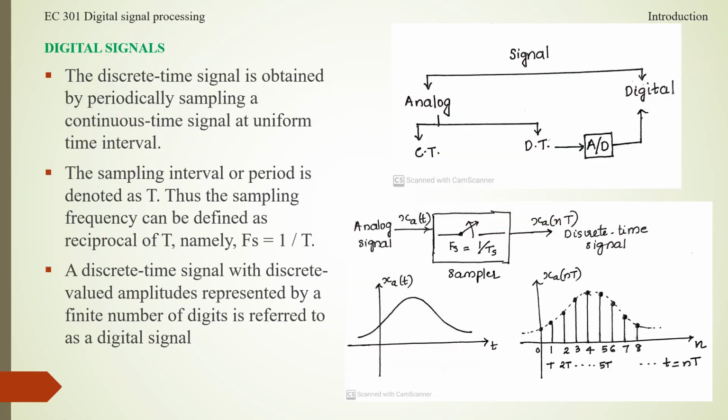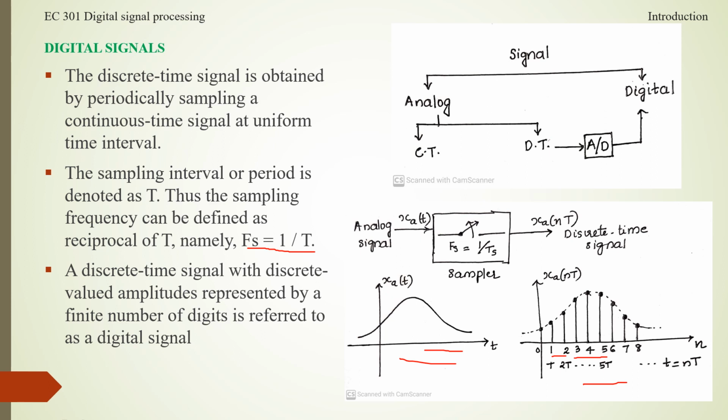Here you can see a continuous time signal x(t). From x(t), you can obtain the corresponding discrete time signal by periodically selecting some samples of the CT signal at a uniform time interval. And this uniform time interval is called the sampling period and it is denoted as T. The reciprocal of the sampling period T is called the sampling frequency, that is Fs is equal to 1 by T. Here you can notice that the x-axis or the time axis of the CT signal is continuous.